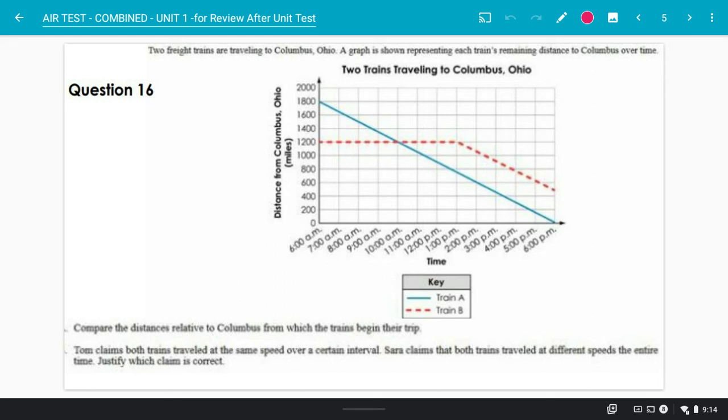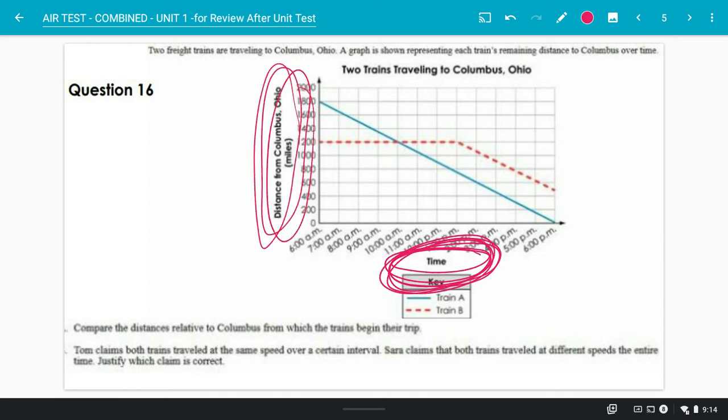Two trains are traveling to Columbus, Ohio. A graph is shown representing the trains' remaining distance to Columbus over time. What's the independent variable? Time. What's the dependent variable? Miles from Columbus. Okay? Now, I'm not even getting into the question yet. Let's just look at the graph.